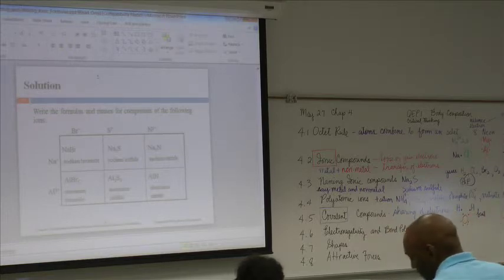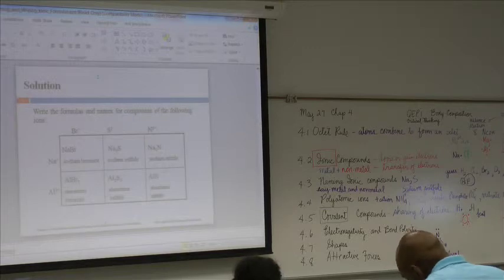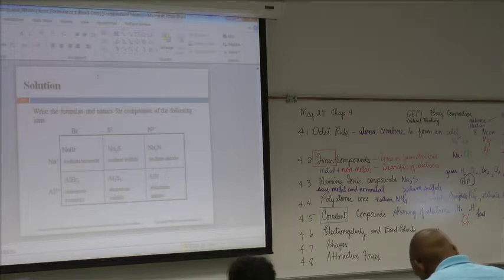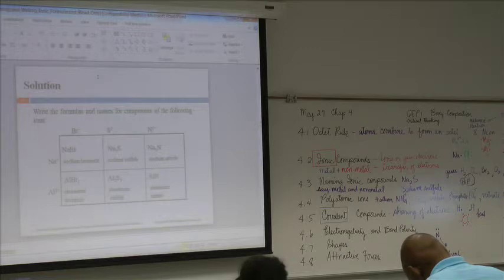But then number 12, copper. So it says here, copper plus, right? When it's copper plus one, you want to bubble letter A, copper in parenthesis, Roman numeral one. But if it's copper two plus, then it should be letter C, right? Okay, you got that?